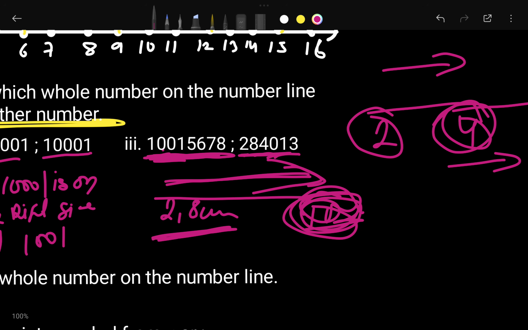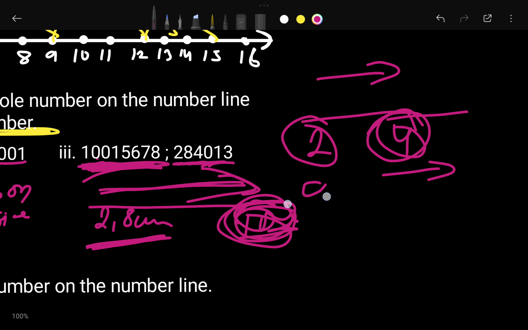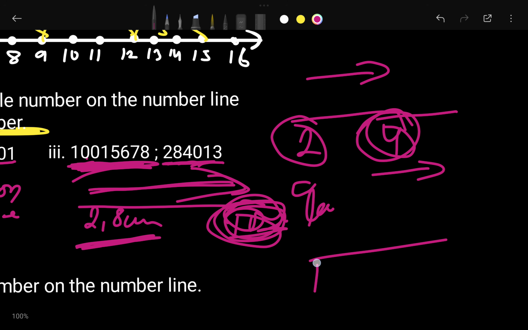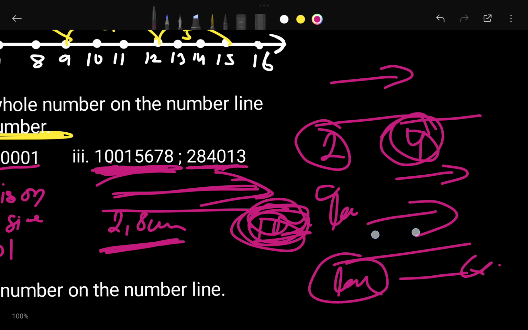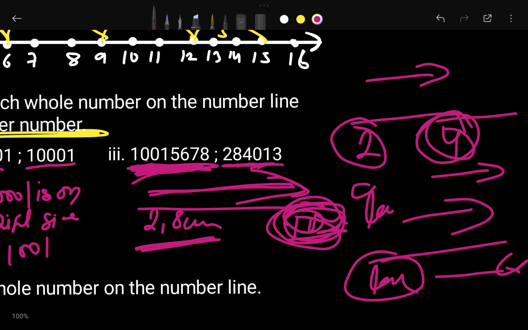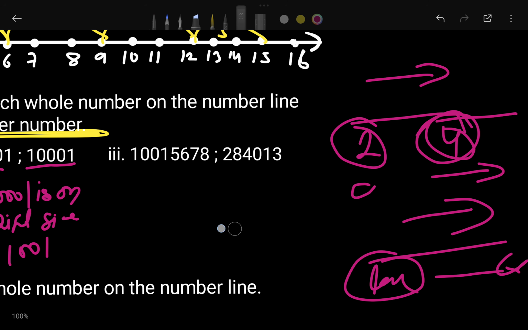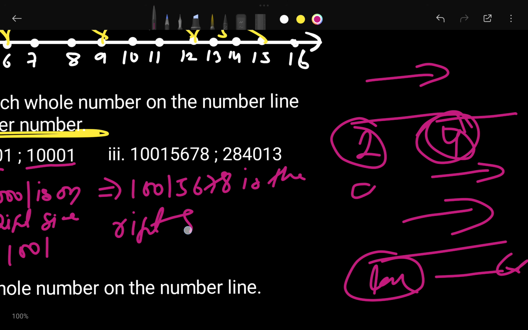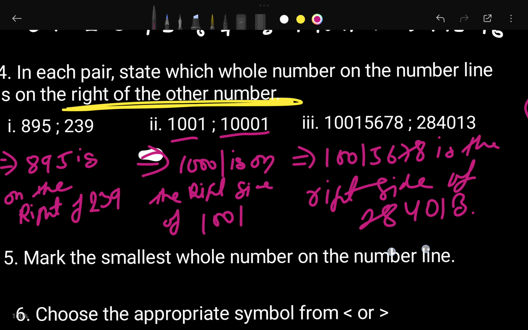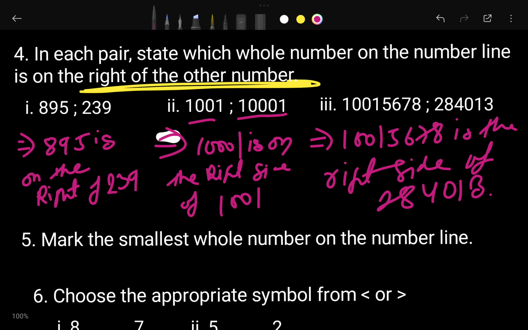So like that only, here crore is there, here lakhs is there. Which is the right side? Crore is the right side. So we have to write this one. Okay, this question we have to write. So now I will erase this one. So we will write here: 1001568 is on the right side of 284013. Okay, now it is clear. I hope it is clear to you, and I hope you will not have any doubt in this section.